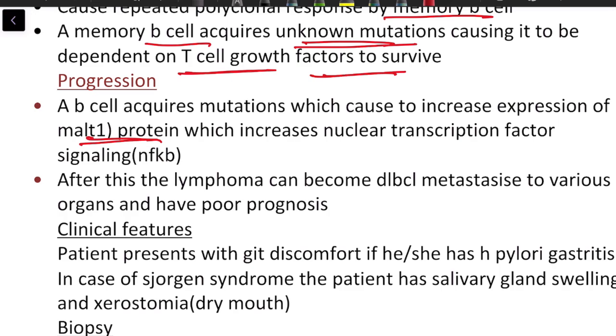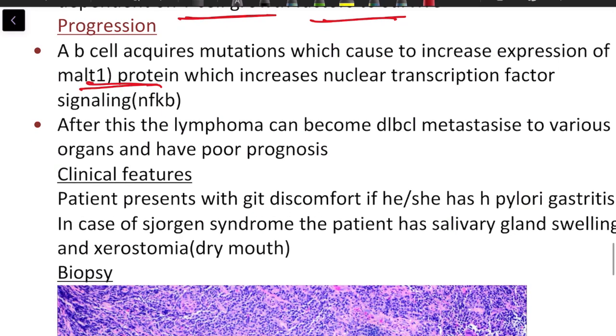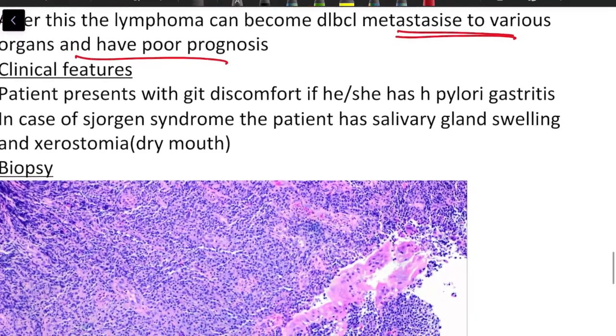Due to these mutations, or due to the progression, it is capable of multiplying, and after this the lymphoma becomes very aggressive, and it can progress into DLBCL, or diffuse large B cell lymphoma, and metastasize to various organs and lymph nodes. Now what are the clinical features?